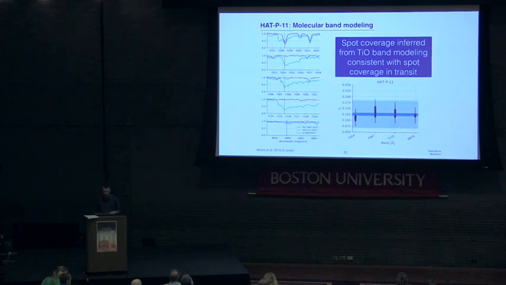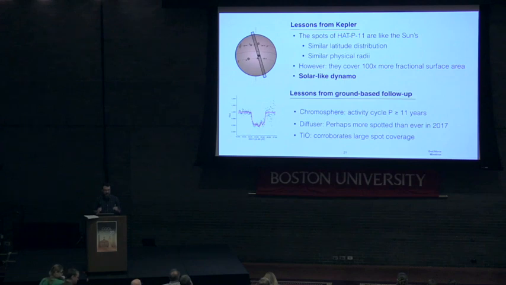And so HAP-P11 is a really great benchmark system for studying solar-like activity on a K-dwarf. I think I want to highlight that we've used a number of different techniques to study it now, and it appears to have the same spot covering fraction no matter how you look at it.